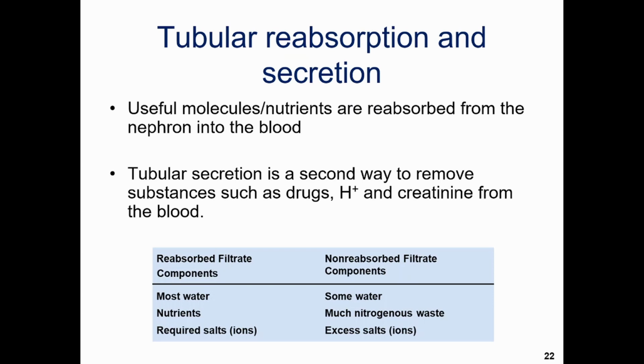Tubular secretion is another way for us to filter things out. So if we have, let's say we're taking a medication and there's a component that we're going to excrete out. Right? So you take some antibiotics and you have metabolites from your antibiotics, or hydrogen ions, or creatinine. We can push these into the nephron in this secondary way, right, called tubular secretion. We're secreting things like drug metabolites, hydrogen ions, and creatinine into the nephron.